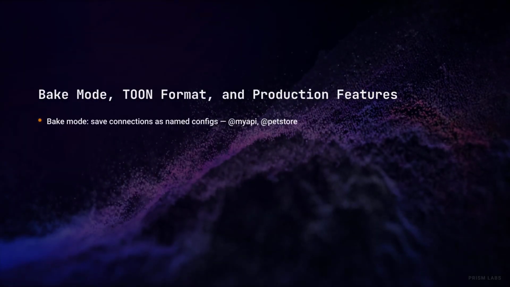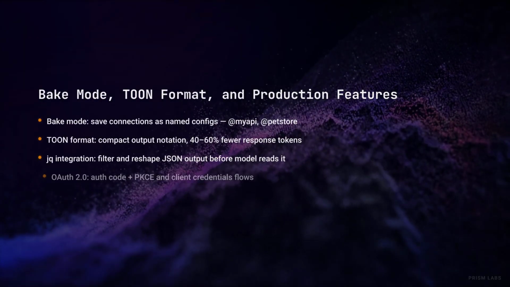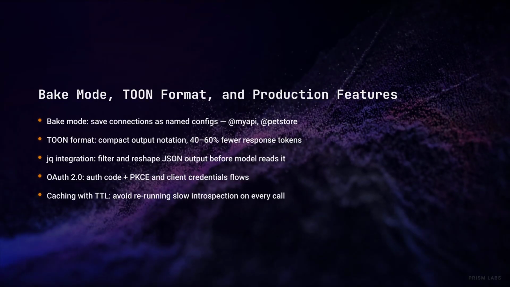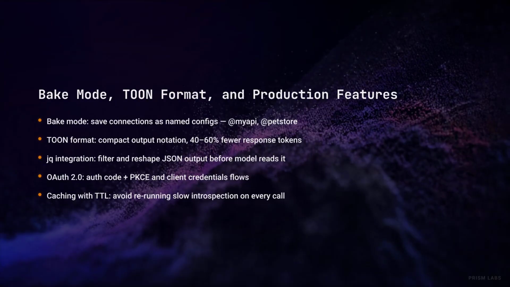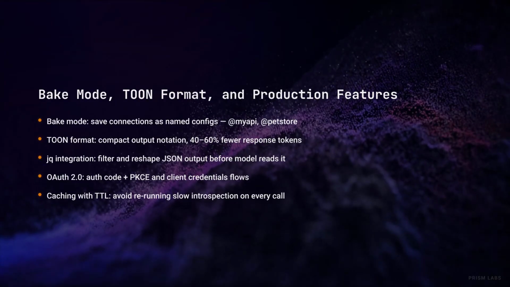Once you've found a connection you use frequently, bake mode saves it as a named configuration. Run mcp2cli bake create with a name and the source flags, and that connection is stored.